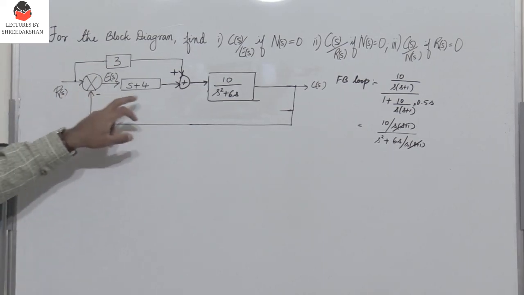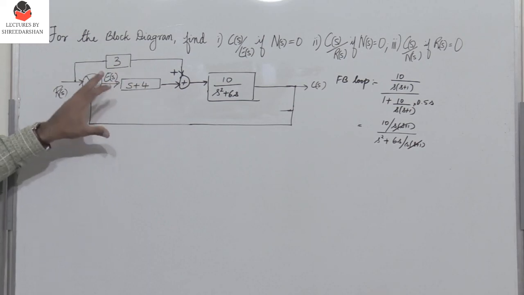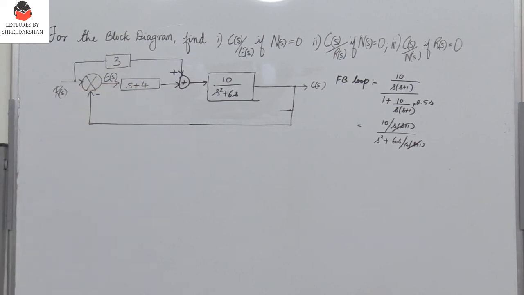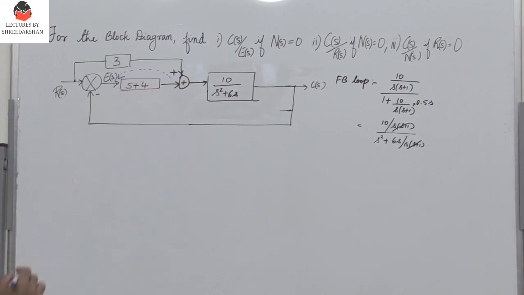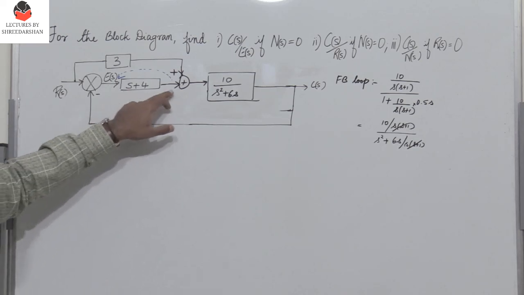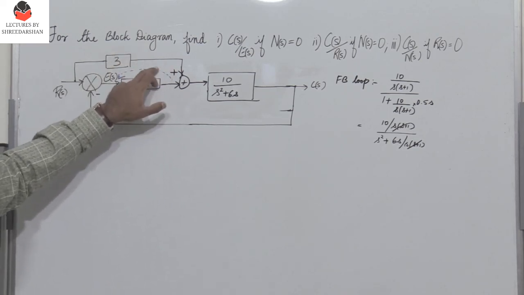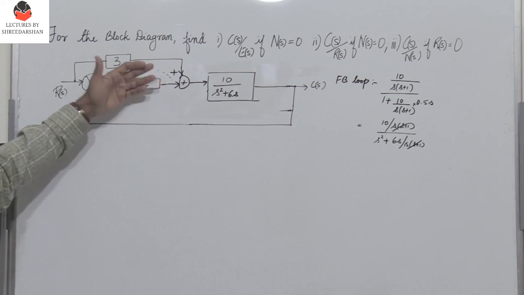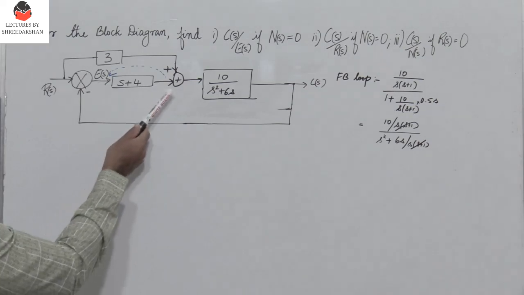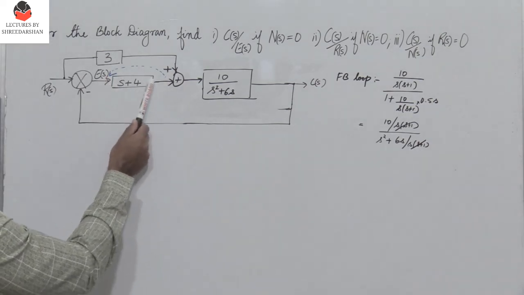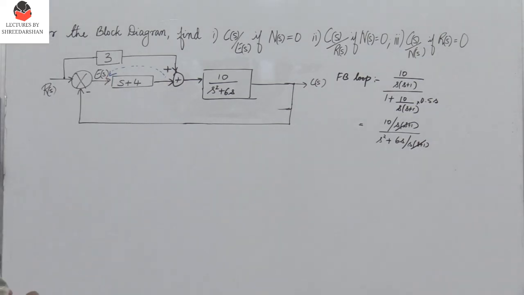Now if you observe, I have a summer here. In order to simplify this, let me shift the summer to this position, behind S plus 4. If you remember, this is S plus 4 which gets added to the output of 3. So if I have to shift the summer before S plus 4, what should happen?